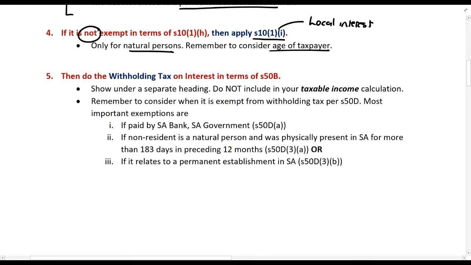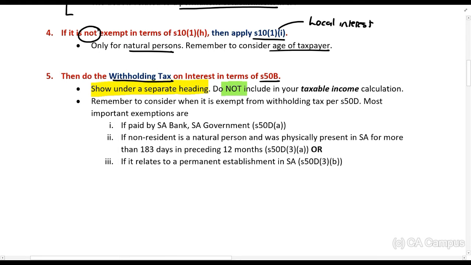Once you've done that, you have to then do the withholding tax on interest in terms of Section 50(b). Now, please remember guys, this must be a separate heading that we have to do it, a separate calculation. You cannot include it in your taxable income calculation. It's not gross income, it's a tax. Now, it is at 15%, but remember, there are exemptions for you.